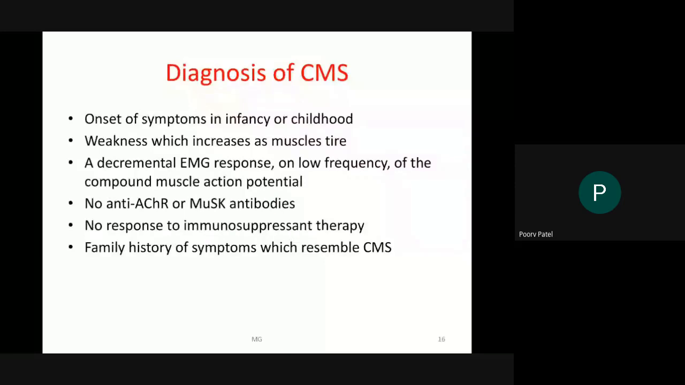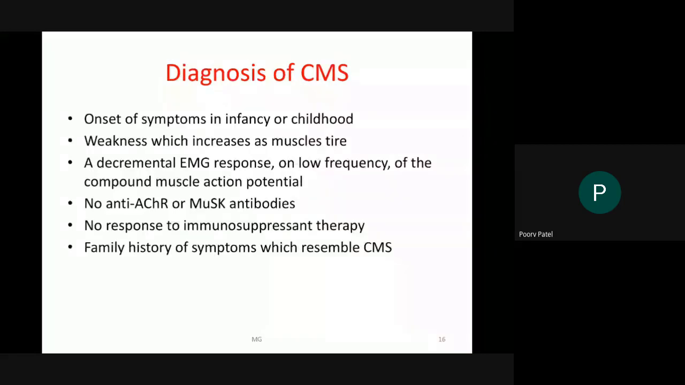We talked about the diagnosis of CMS, congenital myasthenic syndrome. There is onset of symptoms in infancy or childhood, yes, after birth or within 1 or 2 years. If the symptoms appear then, we can say it is CMS. Weakness increases as the muscle tires, a classical sign of myasthenia gravis. There is a decremental EMG response on low frequency stimulation of the compound muscle action potential.